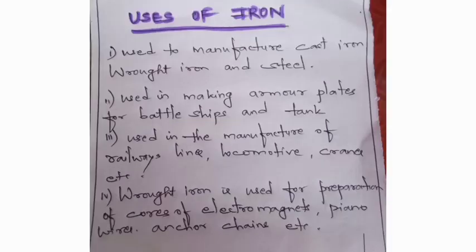Now let us discuss the uses of iron. Iron is used to manufacture cast iron, wrought iron and steel. Steel is used in making armor plates for battleships and tanks, in the manufacture of railways, etc.